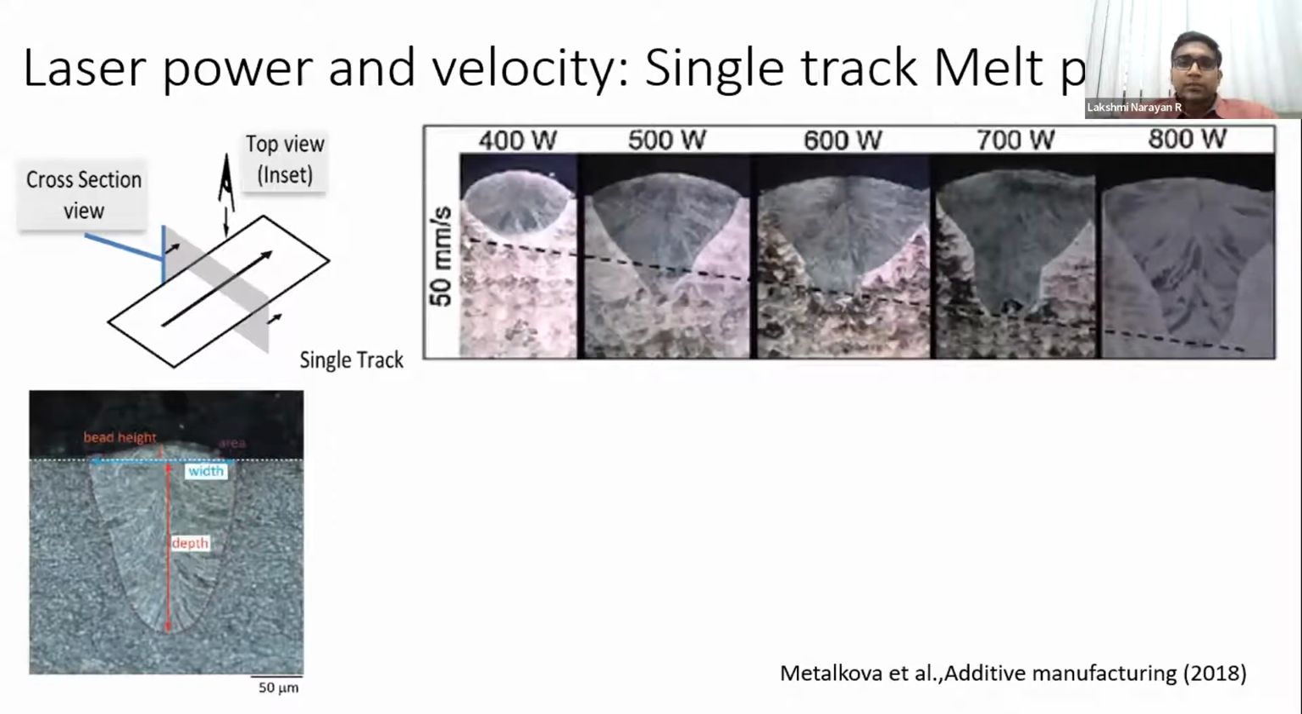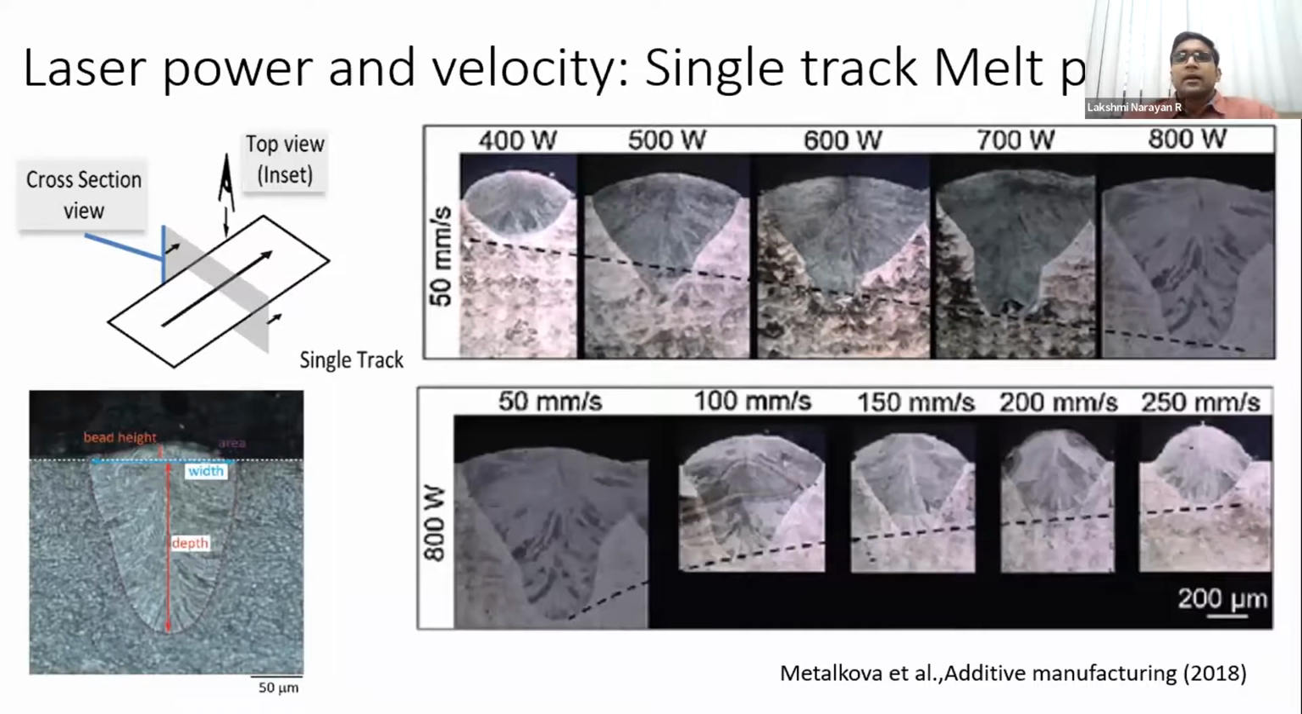And it's very clear here that if you consider these different powers for a particular velocity, you can see higher power leads to a deeper melt pool. Okay, and you can clearly see over some time it will lead to keyholing. Keyholing and its problems I'm going to cover in the next slide. But if you use a fixed power and increase the velocity, you see that the keyholing disappears and you could have a better aspect ratio, right?